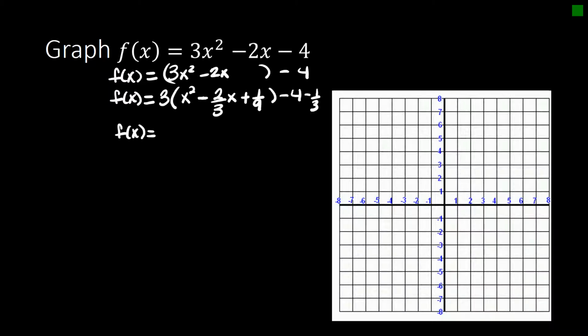So we can rewrite this as 3 times (x − 1/3)². Now the way you factor this is whatever half that number was, which was 1/3, that's how that's going to factor. 4 is the same as 12/3. So −12/3 minus 1/3 is −13/3.